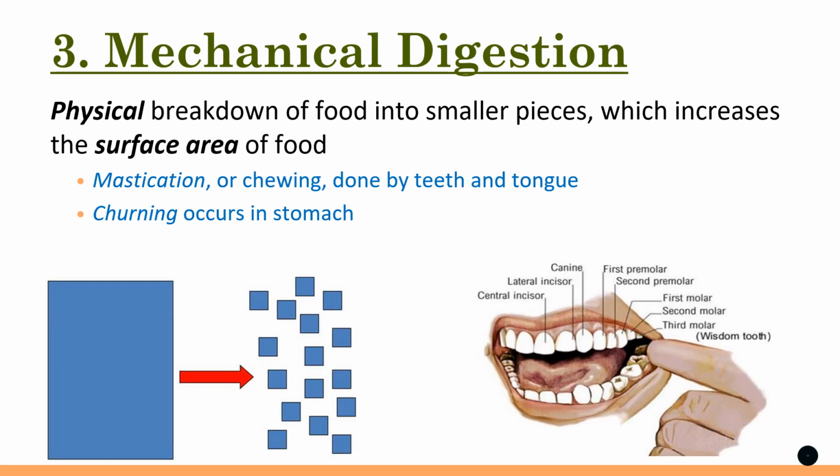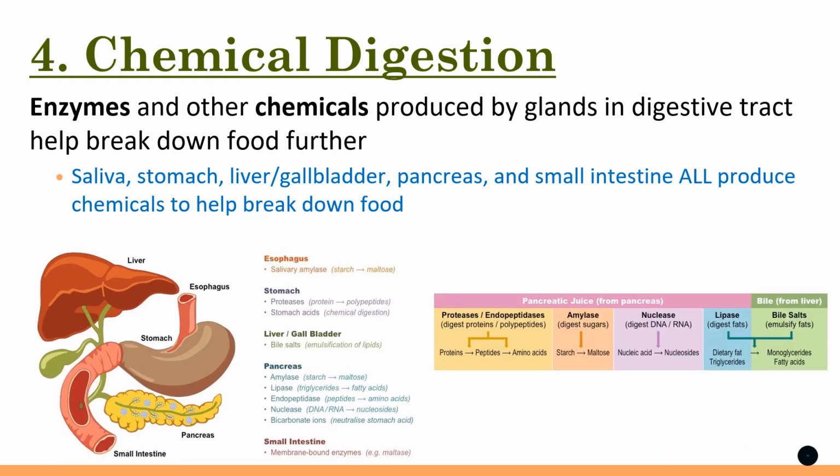Next, we'll talk about mechanical digestion. So this is going to be the physical breakdown of food into smaller pieces. This is going to increase the surface area of food. The primary ways that we do this are through chewing, done by the teeth and the tongue, and also the churning that occurs in our stomach.